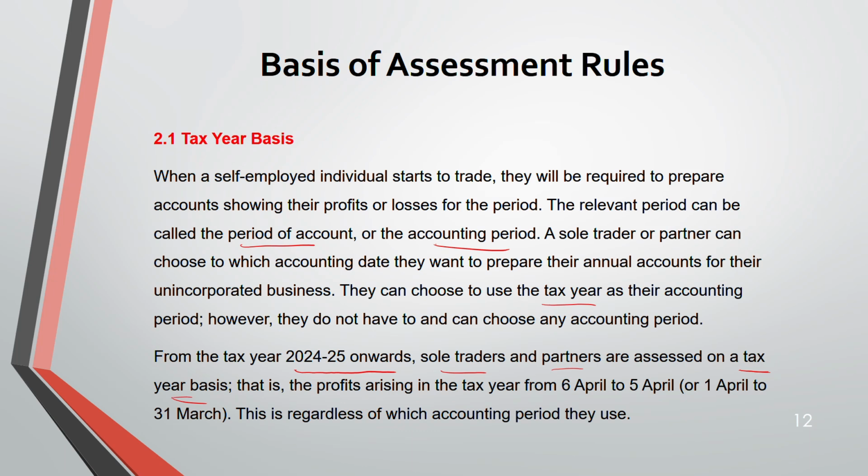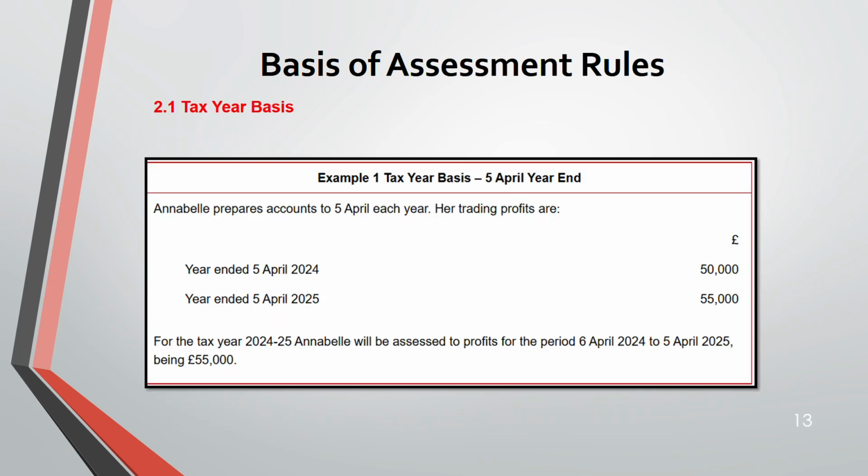That means any profit arising from 6th April to 5th April, or from 1st April to 31st March. This is regardless of which accounting period they use. You can use any accounting period, but your profit will be taxed from 6th April to 5th April or 1st April to 31st March. Arising in this tax year, you will be charged. Now, this is an example. So example 1. There are 2 years ended, 2024 and 2025.